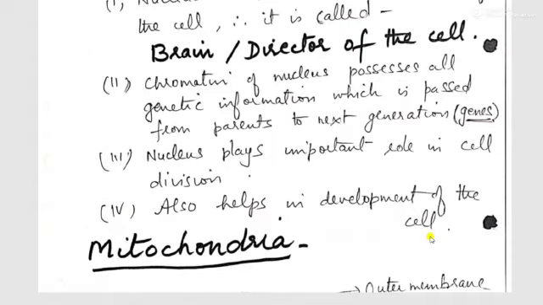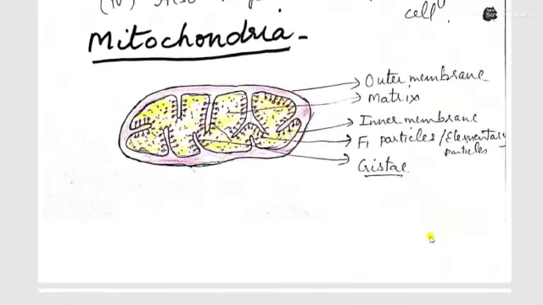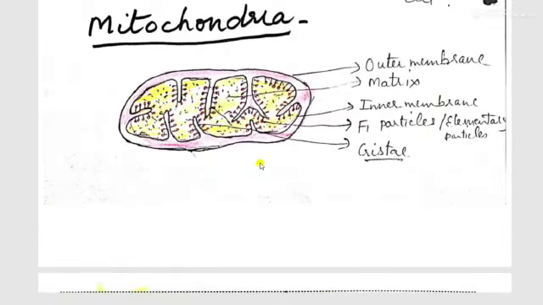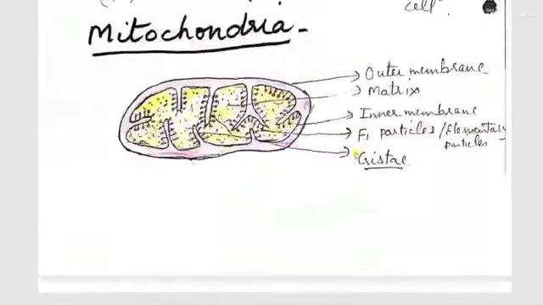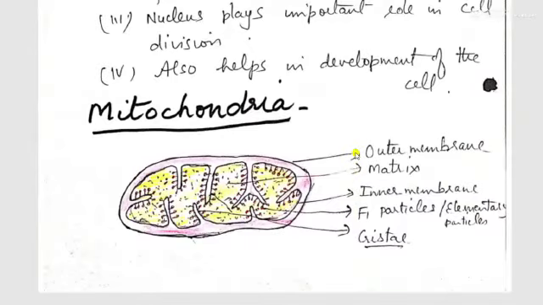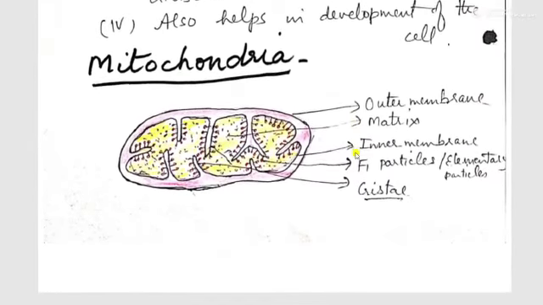Our next topic is mitochondria. This is also a very important cell organelle. The structure is given here: outer membrane, inner membrane, then F1 particles and cristae. So let us see. And inside, the matrix is filled.